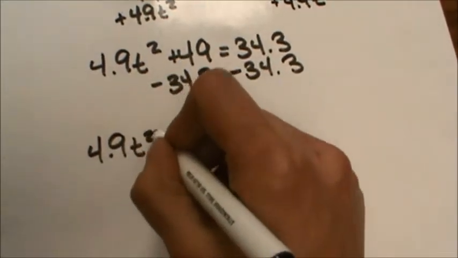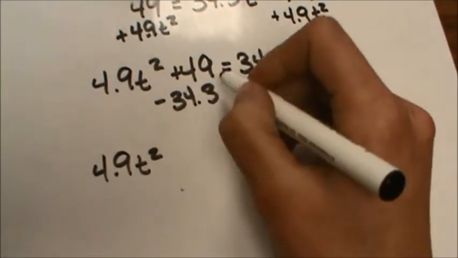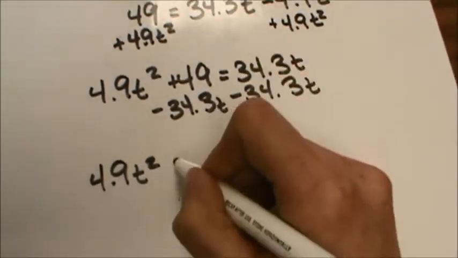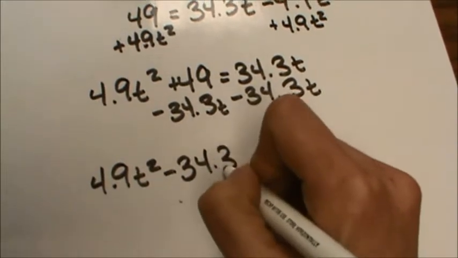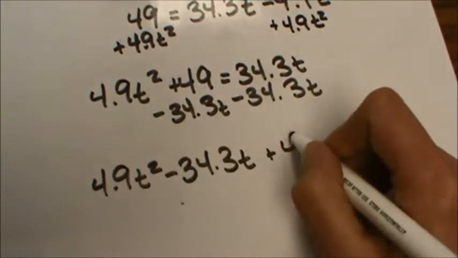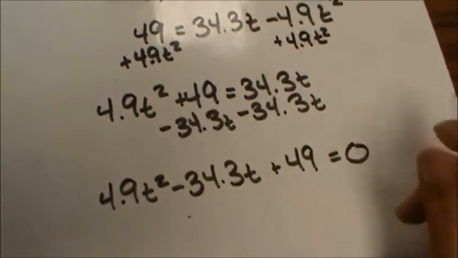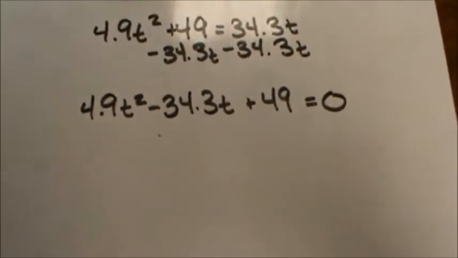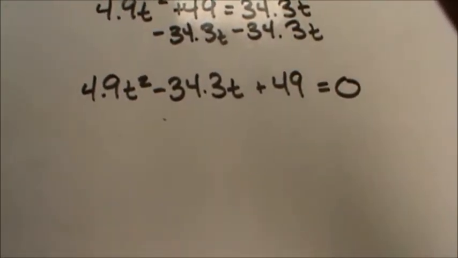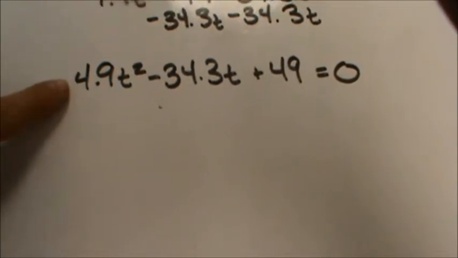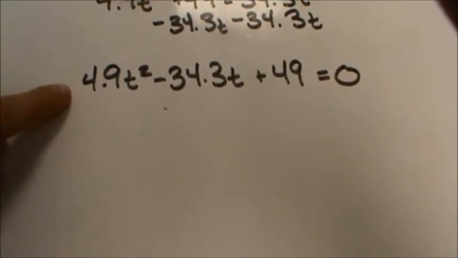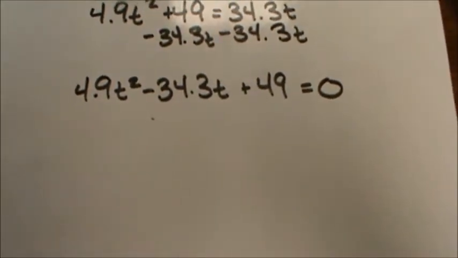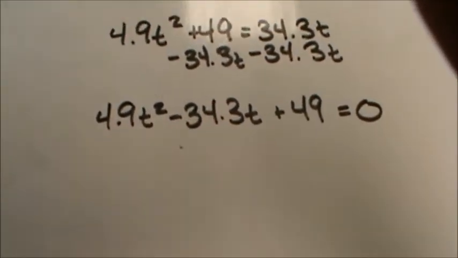Let's see, we'll write it all out. 4.9 t squared. Now remember, this has a t on it: minus 34.3t plus 49 equals 0. Now, usually when I factor, I can't factor when there's decimals. So the trick with any of these problems, especially when you have to use this formula with the 4.9, is to divide all these terms by 4.9. The book is really nice and gives you numbers that divide nicely with 4.9.